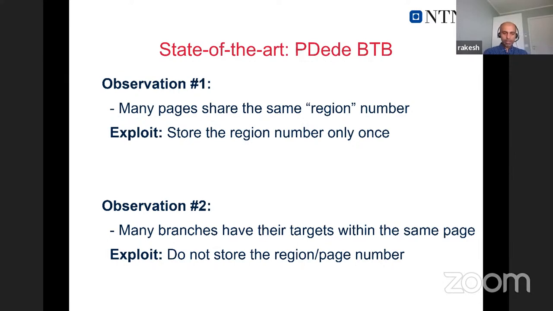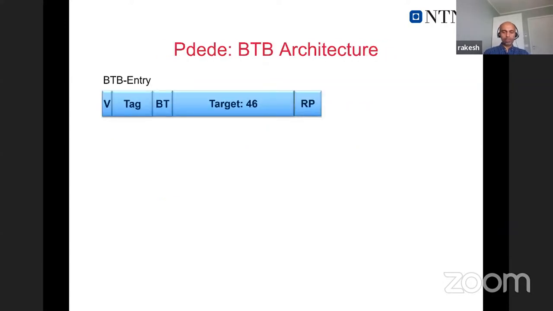And the second observation they make is that many branches have their targets within the same page. That means the page number and region number of the branch PC and the branch target are the same, which means you don't even need to store the page and region number for the target because you can just recover it from the branch PC. So this is the architecture to exploit these observations.